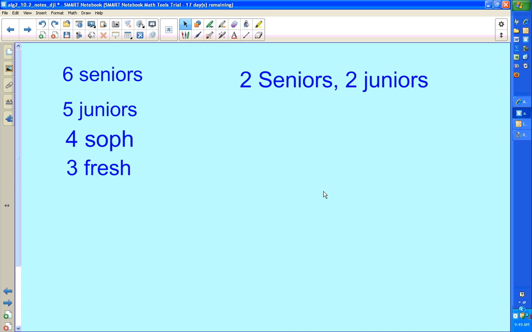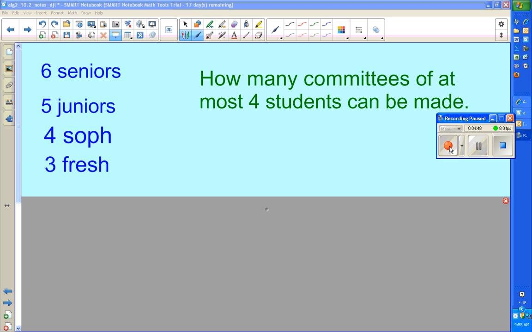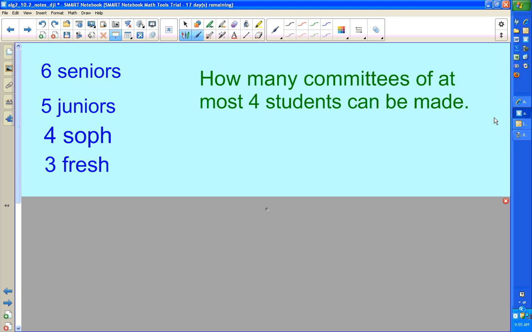Okay, so here's a class, a government class, say, 6 seniors, 5 juniors, 4 sophomores, 3 freshmen. How many ways can you make a committee that has 2 seniors and 2 juniors on the committee? 2 seniors, 2 juniors on the committee. We're trying to make groups of 4. If you're trying to make groups of 4 students, what do you have to take into consideration?